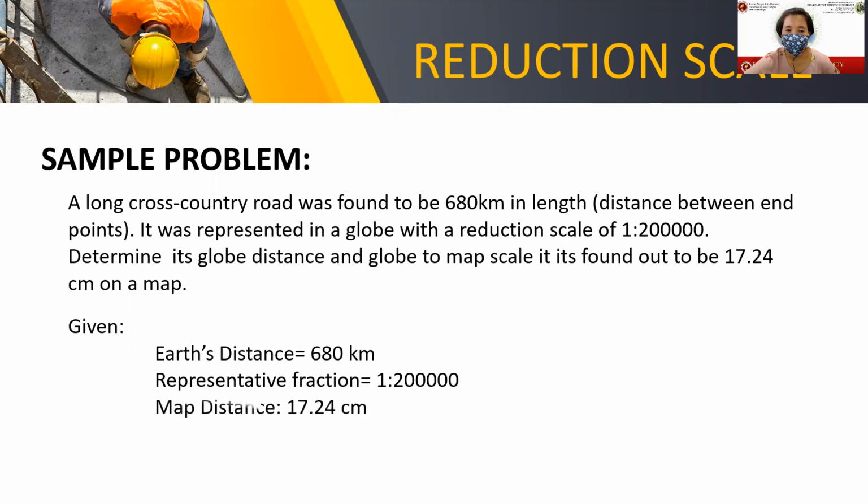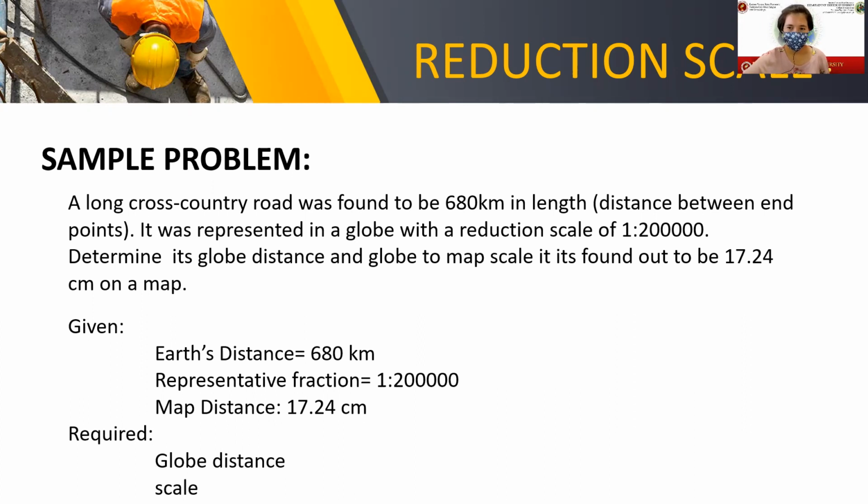We have another given, which is the map distance. There is a flat map, and the 680 kilometers was measured on the map, and it was found out to be only 17.24 centimeters in length on that map. So the required is to determine the globe distance and the scale from globe to map. The globe is different, since the globe is the blue one, and then the map. So what is the scale?